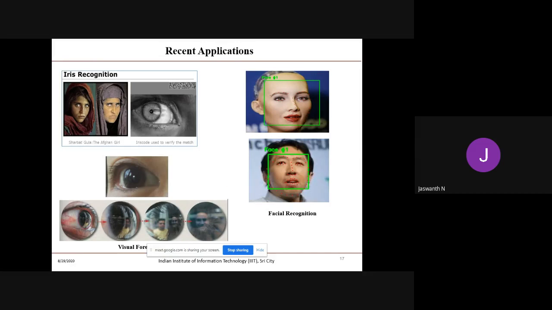Some of the recent applications in the space of computer vision include iris recognition, visual forensics, and facial recognition, etc.